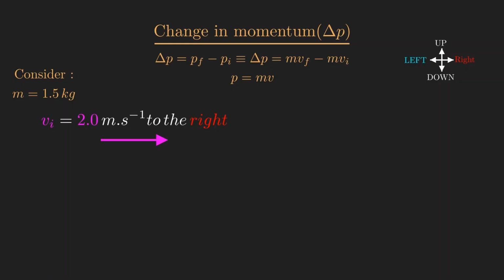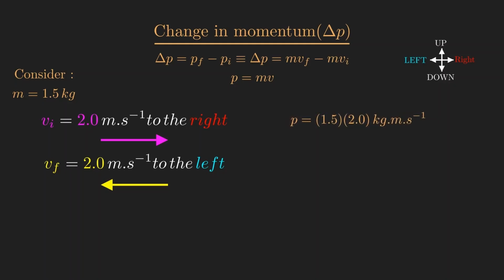Let's consider that we have velocities that point in opposite directions. We have V initial as 2 meters per second to the right. The mass is still 1.5 kilograms. And we have V final as 2 meters per second to the left. So we'll do as we did before. The initial momentum is the scalar multiple of this velocity. So 2 times 1.5 is 3. The initial momentum is 3 kilogram meters per second to the right.